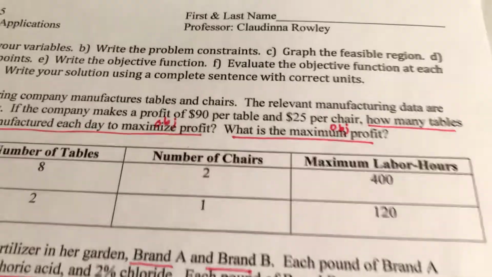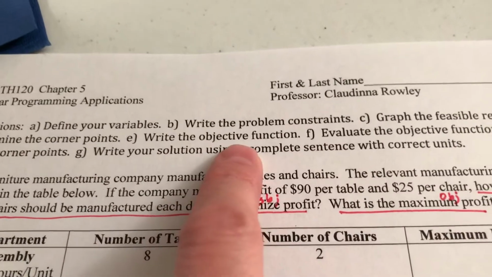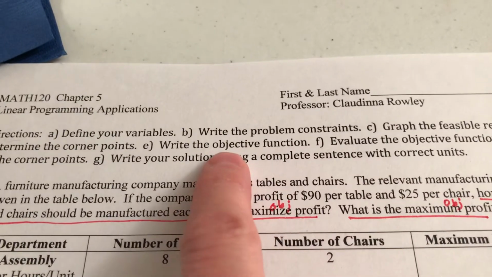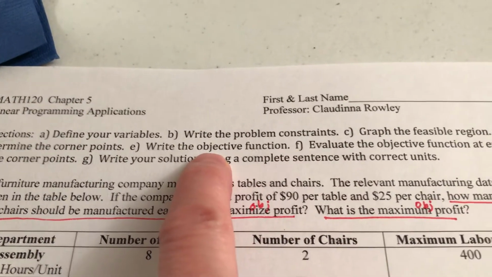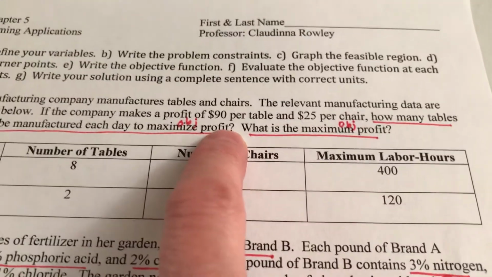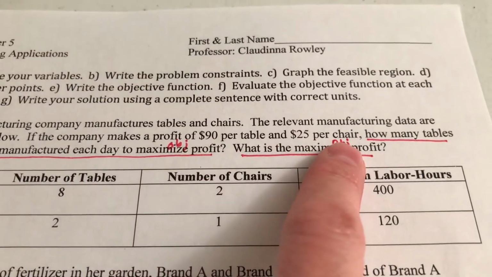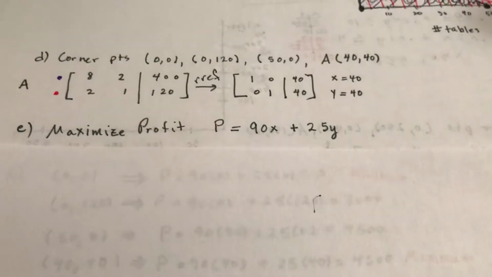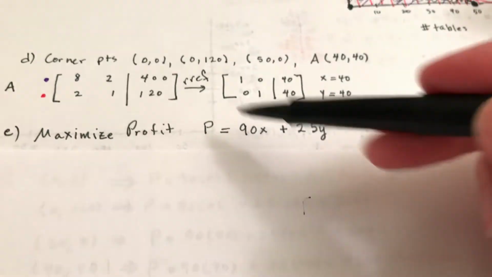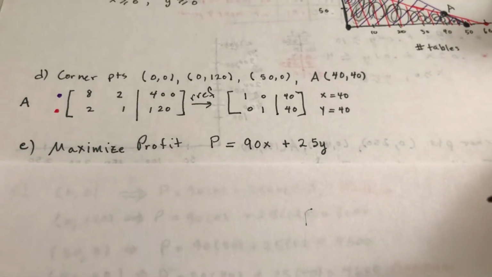Let's look what the next one says. E, write the objective function. So the objective function, what was our objective? Our objective, remember I put OBJ here, was to maximize profit. So the profit is $90 per table and $25 per chair. So my objective function, that's the thing I want to maximize, I just wrote it as a P for profit, 90x plus 25y. And that's all that goes there for part E.